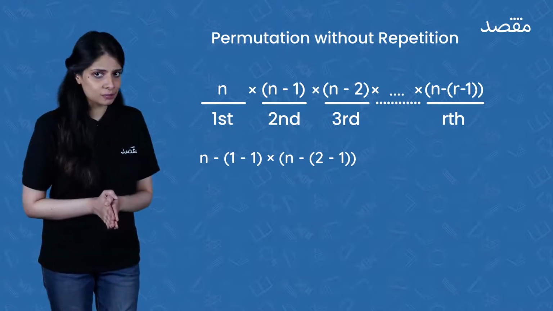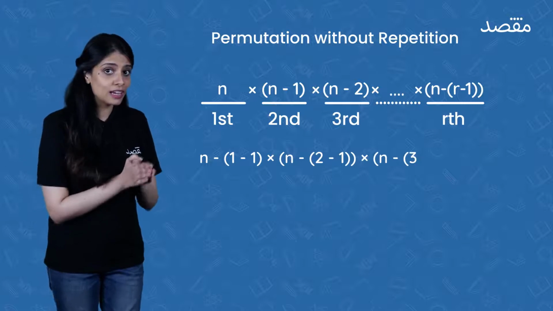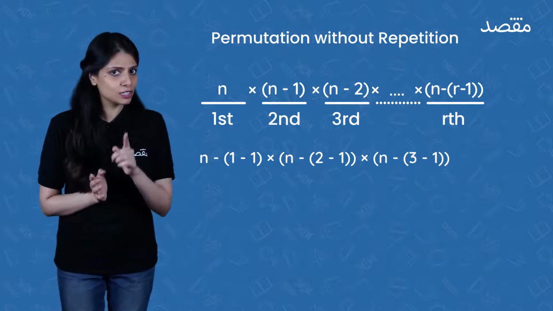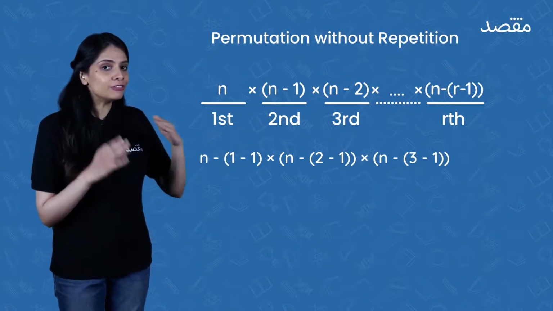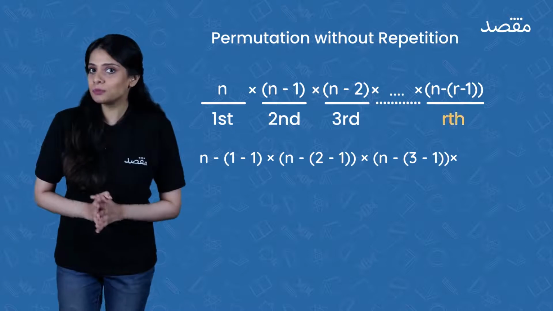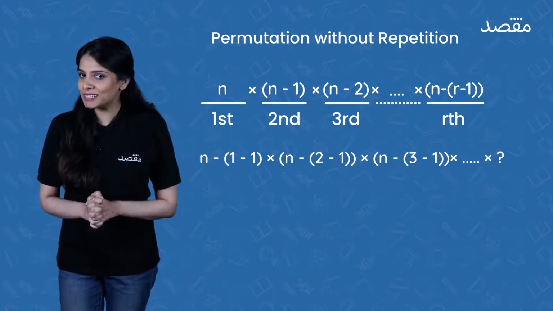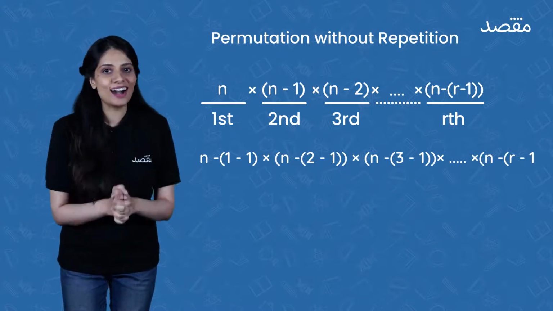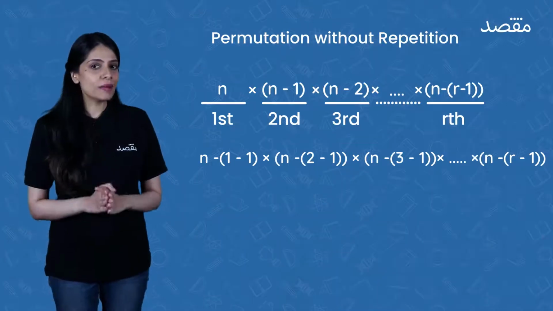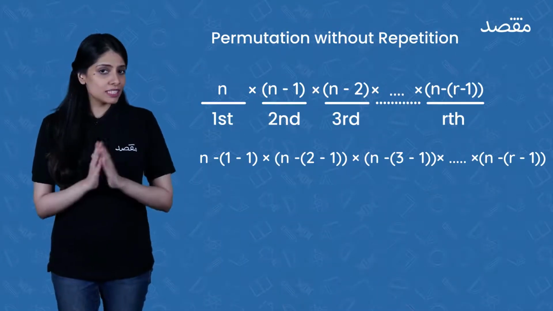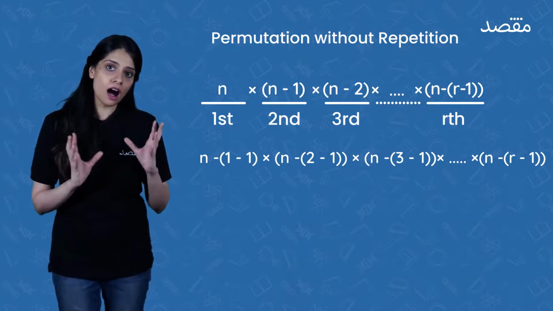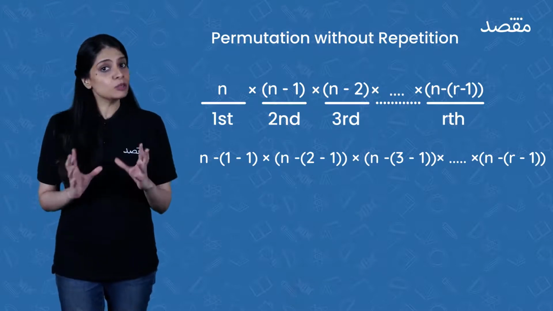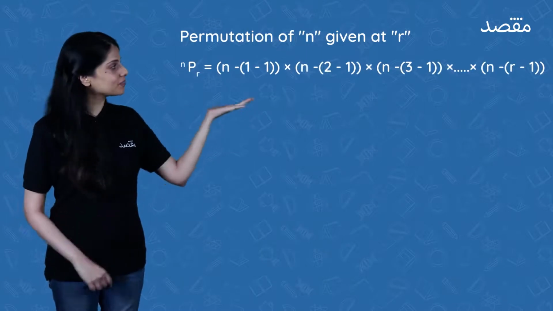And third position के लिए हम क्या लिख सकते हैं? n minus 3 minus 1, because 3 minus 1 is 2. So compare करेंगे तो क्या बनेगा? n minus 2, right? If we keep on doing that till the rth position, what can we write? You know it. n minus r minus 1. So this is the same as 4 times 3 times 2. It's giving us all the possible arrangements of n colored objects given at r different positions. This is what permutation is. So the total permutations of n given at r is this.